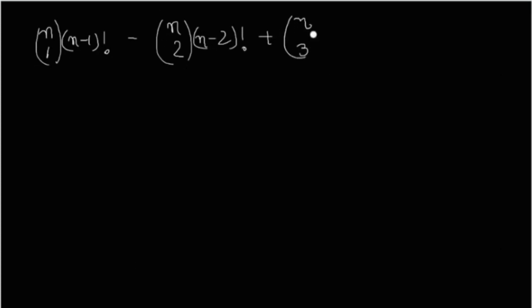plus nC3 (n minus 3) factorial. And it will go on. The last term will be minus 1 to the power n, nCn. This is the last term anyways. All right. So if you just simplify, this is n factorial minus.